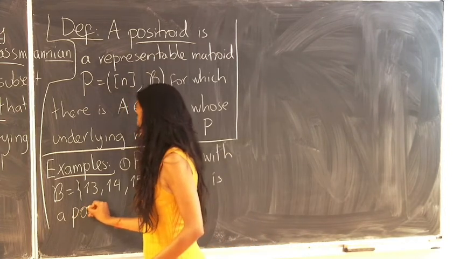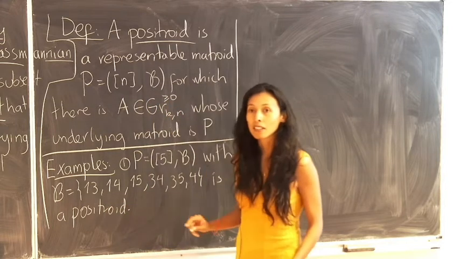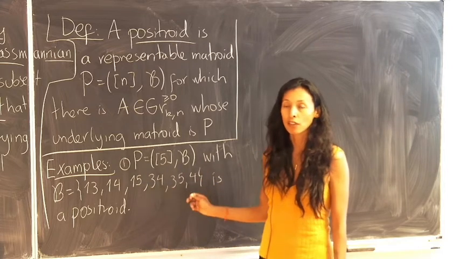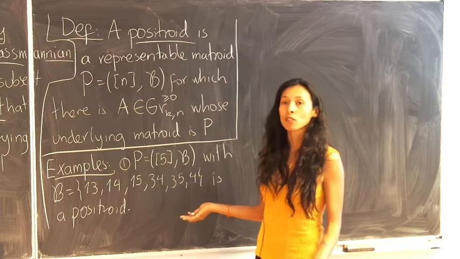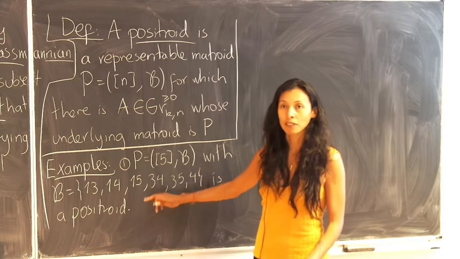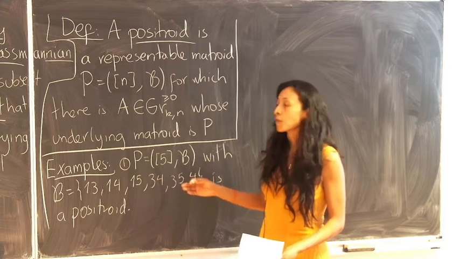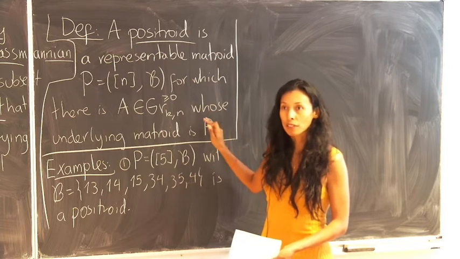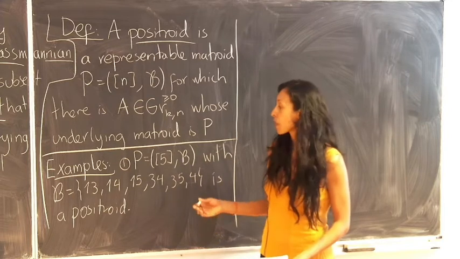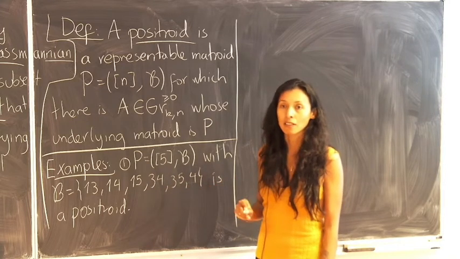If I'm claiming this, I'm already saying too many things. First of all, I'm saying this pair is a matroid, so this collection of bases satisfies the exchange axiom. And moreover, not only is it a matroid, but it's a representable matroid, one that I can represent via a point in the totally non-negative Grassmannian. So there are lots of things going on behind this. If I were just to appeal to the definition of what a positroid is, then I would need to be able to come up with a matrix that gives rise to this P as its underlying matroid.